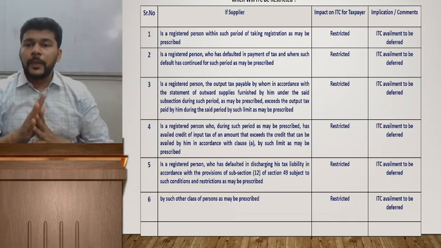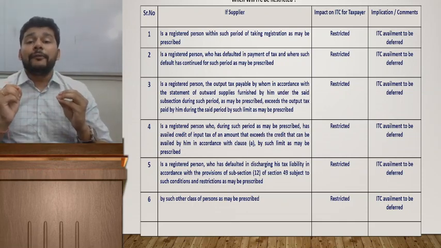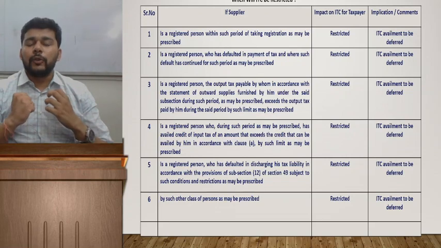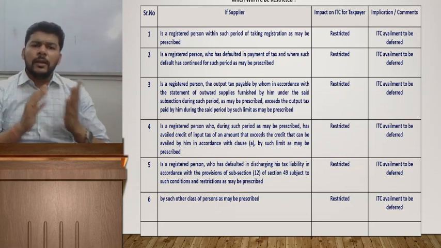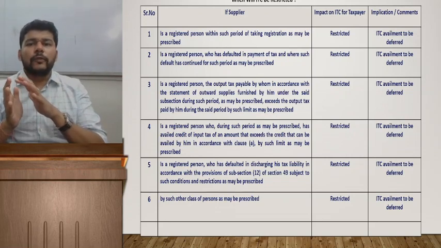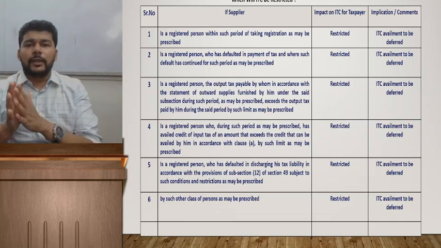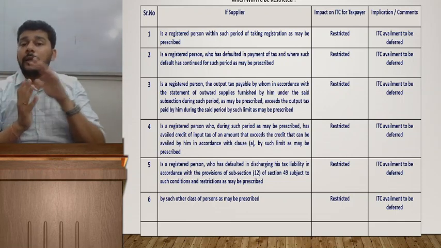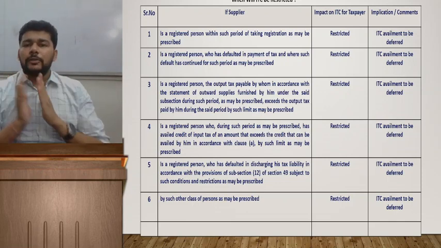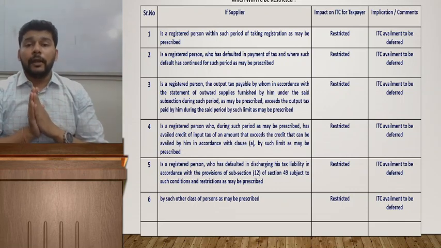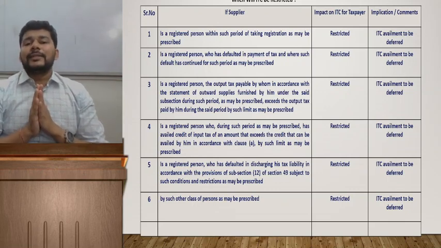The answer is no. It will have to be deferred, which means the input tax credit will have to be deferred for a specific timeline till the time that goes out of the restricted category. You have to defer that. When that invoice appears in the available category, you can claim that credit, but it is only a deferral.